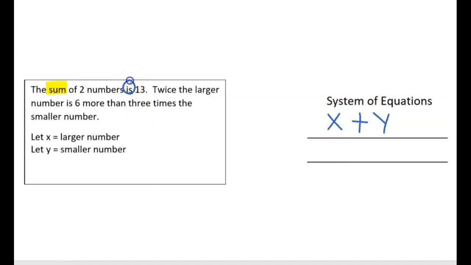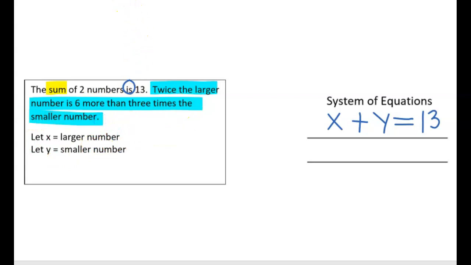And what do I write where I have the word is? Is the equal sign. That's the first sentence. The sum, add 2 numbers together, it is equal to 13. Okay? Second sentence. Twice. What does twice mean? Add, subtract, or multiply the 2. Multiply. Twice means multiply by 2.